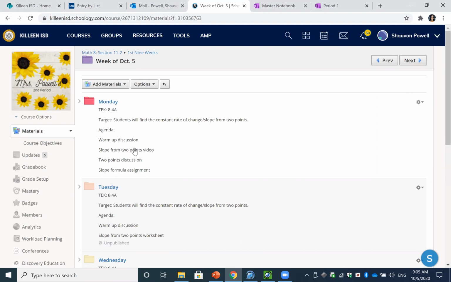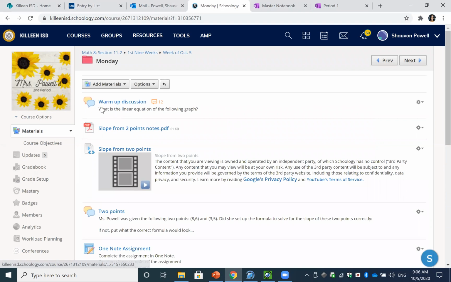Our agenda was we had our warm-up discussion board. We're about to do our notes. We're not gonna watch the video. I'm gonna go through the notes. And then we're gonna have a 2 points discussion. And then we have our final assignment that's gonna be in OneNote. So the majority of us have answered the discussion. I'm not gonna go over it. We see what's all there. So now we're gonna start with the notes from 2 points.